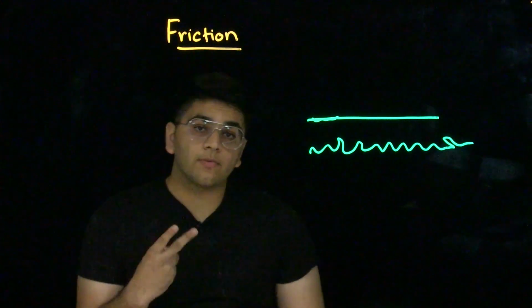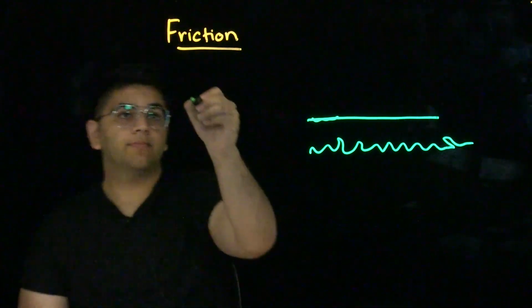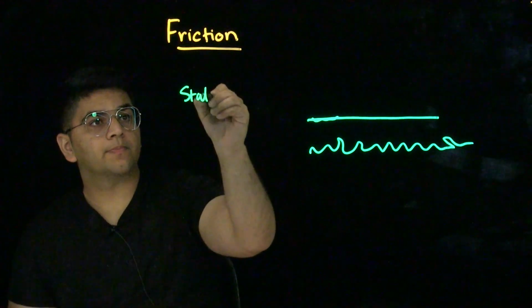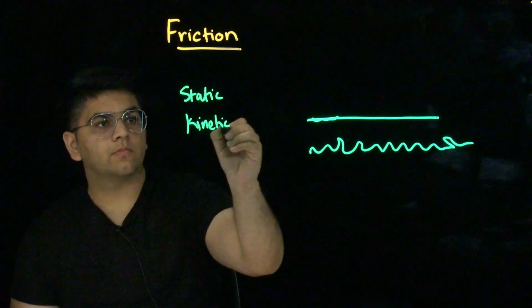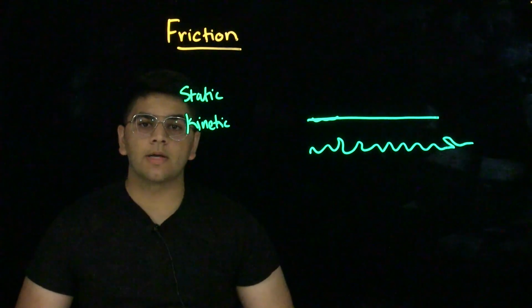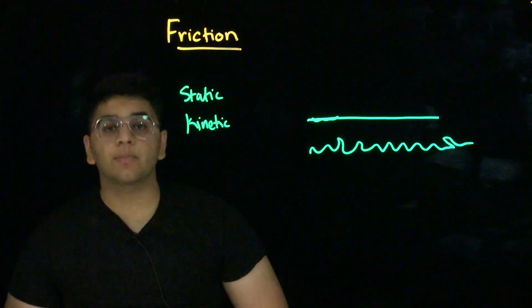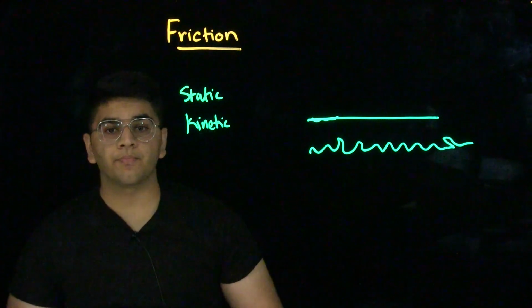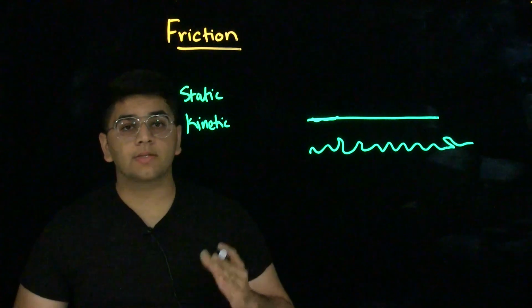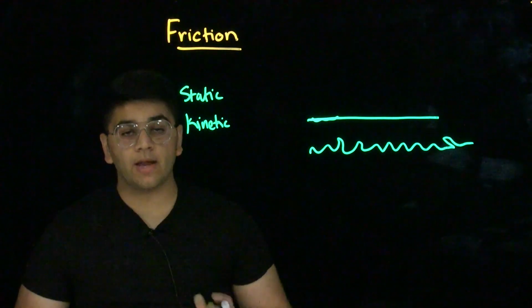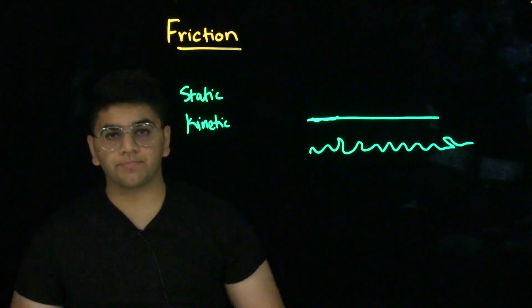Now, there are two different kinds of friction that act on an object. There is static friction and kinetic friction. Static friction happens when an object is already at rest and hasn't begun its motion yet. So let's say there is a box and you're trying to push the box. Now, the box wasn't already moving and it was at rest. So until the box starts to move, it has static friction acting on it.